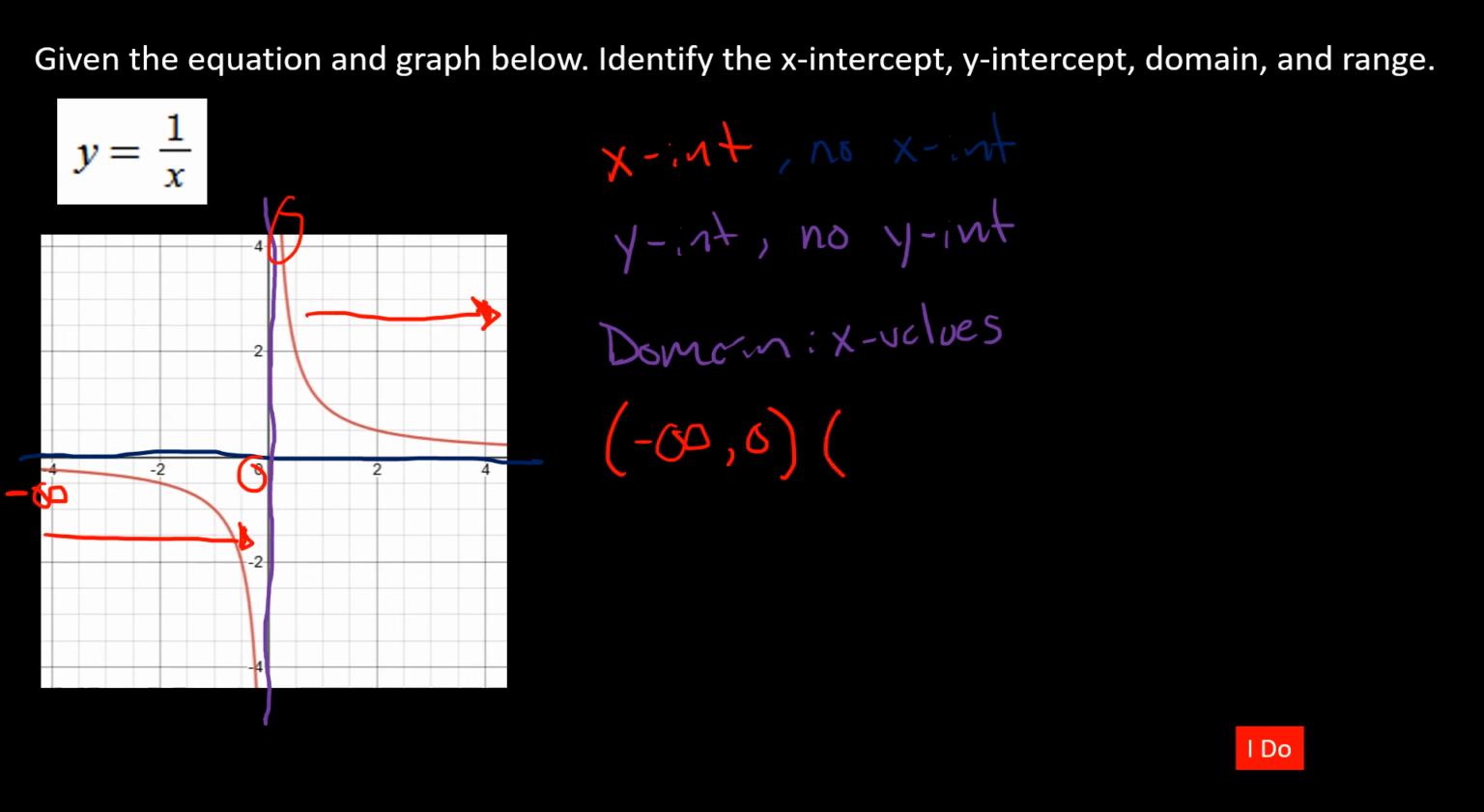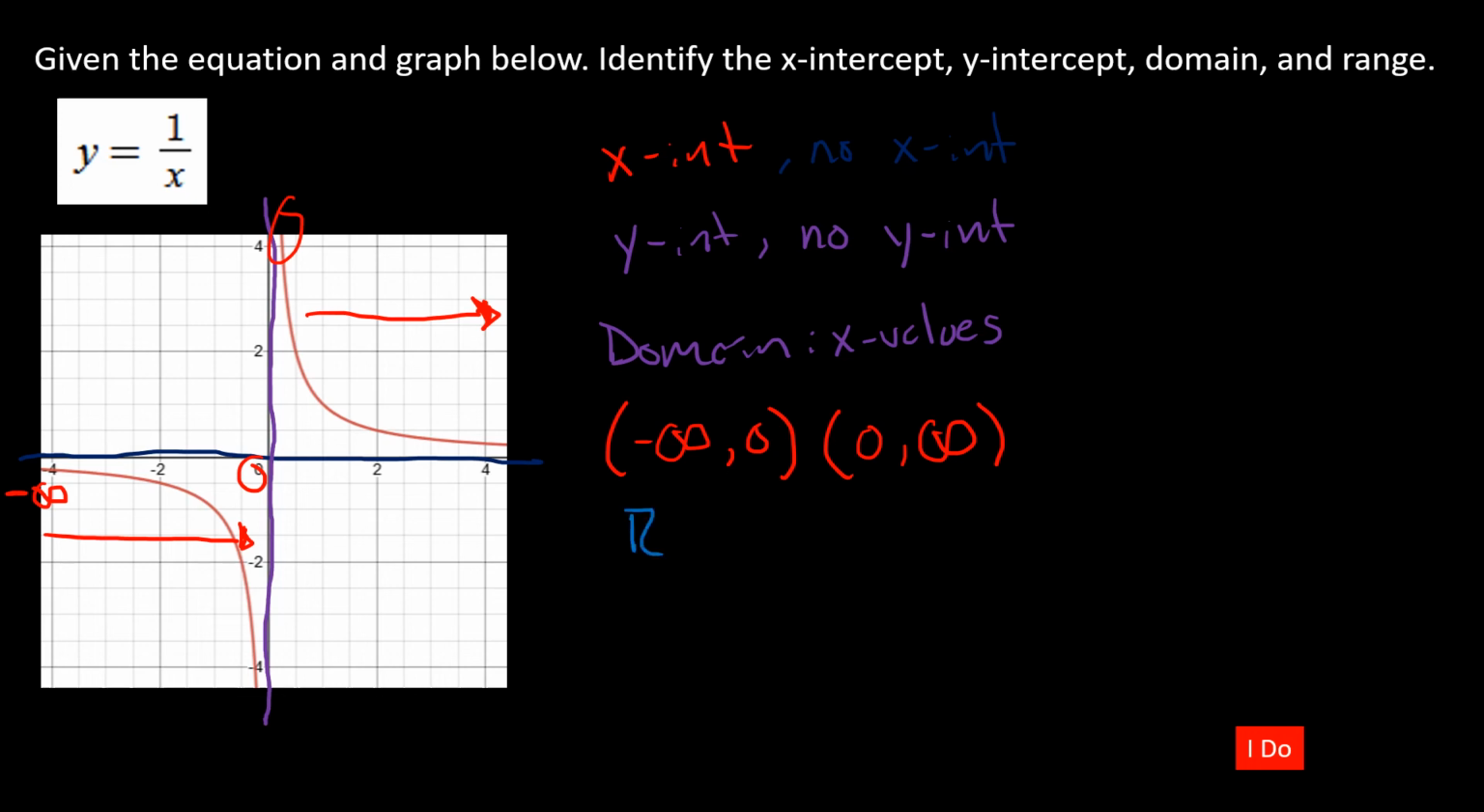So we start at 0, and we go on to infinity forever. And you'll see here parentheses everywhere across, because while we approach 0, we never touch 0, and we can never touch negative infinity or infinity.